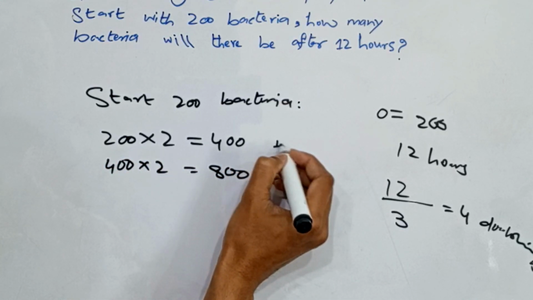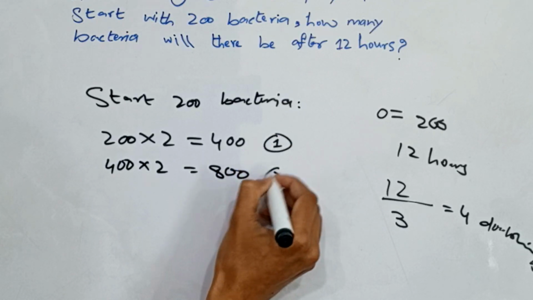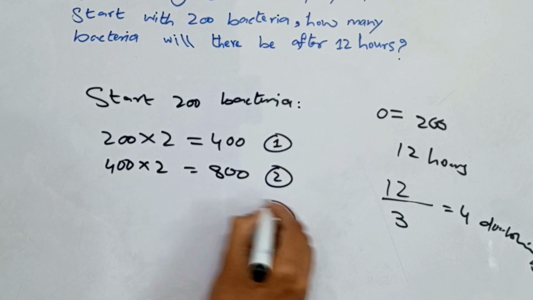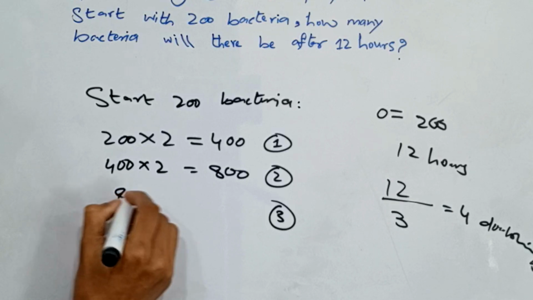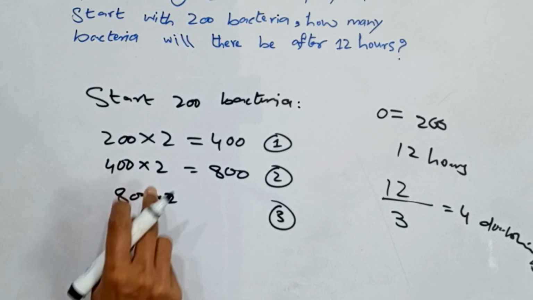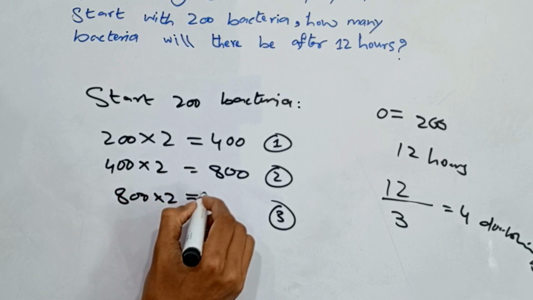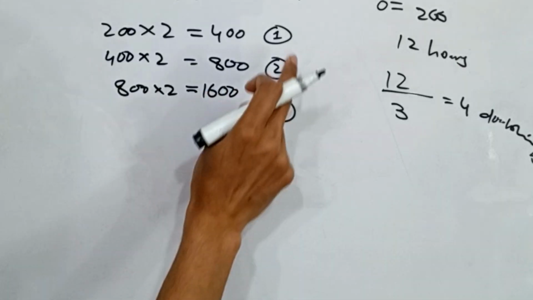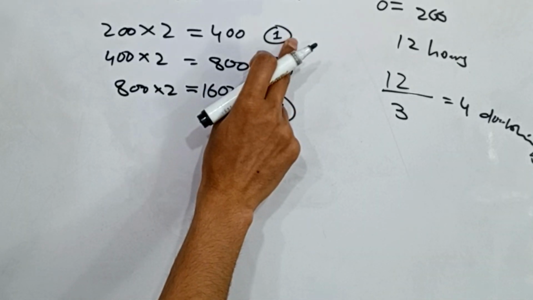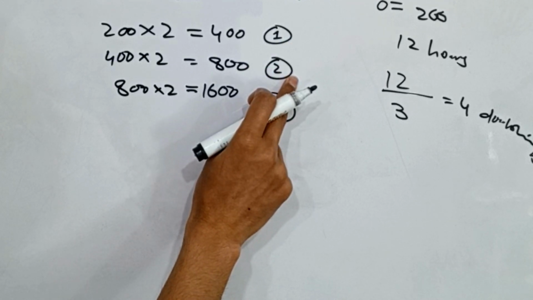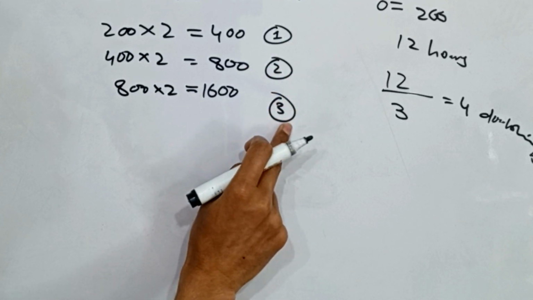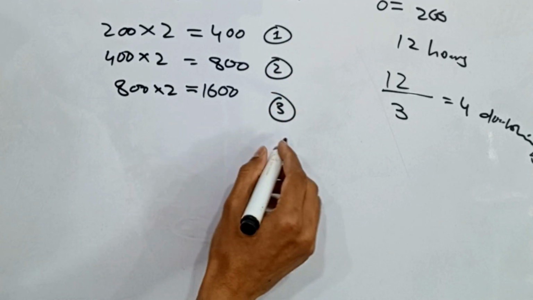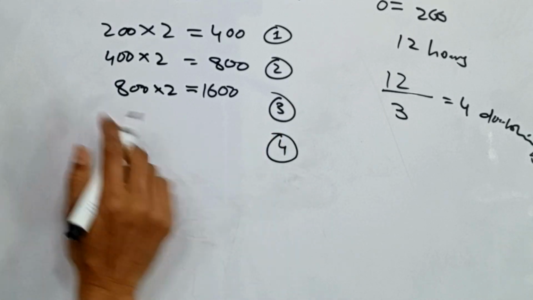This is the first doubling, this is the second doubling, and this is the third. So 800 times 2 equals 1600. First doubling at 3 hours, second doubling at 6 hours, third doubling at 9 hours, and fourth doubling at 12 hours, right?